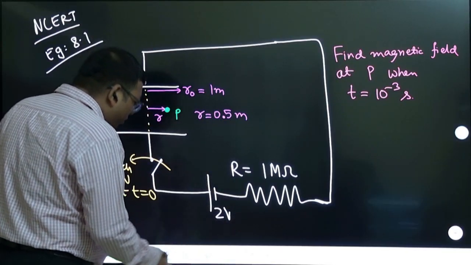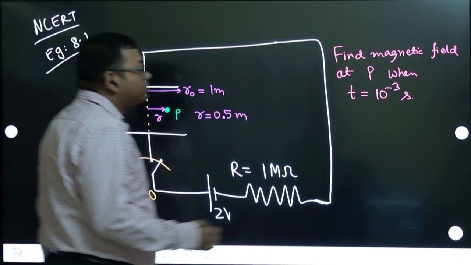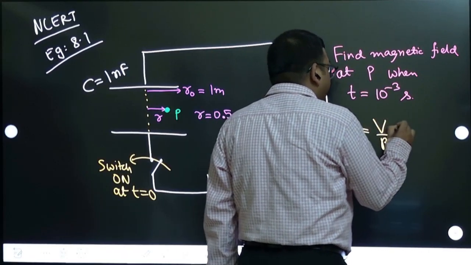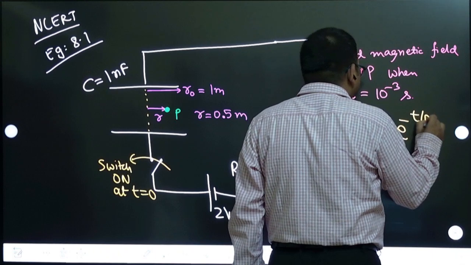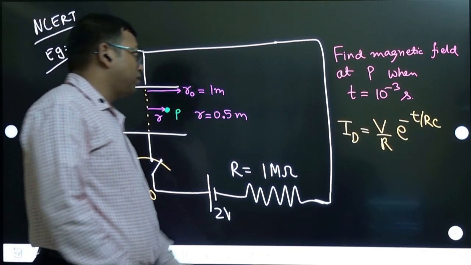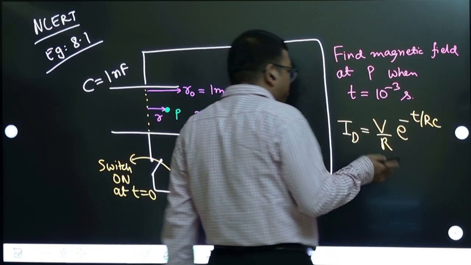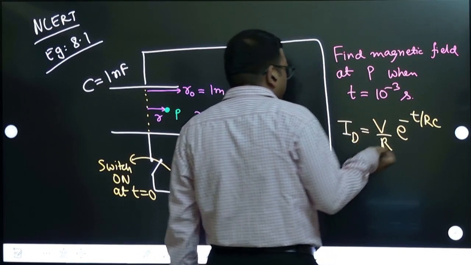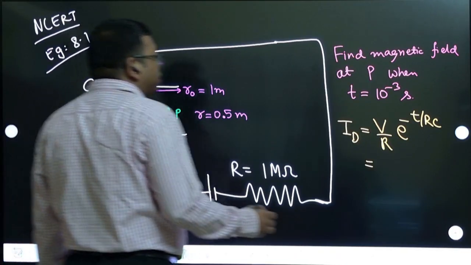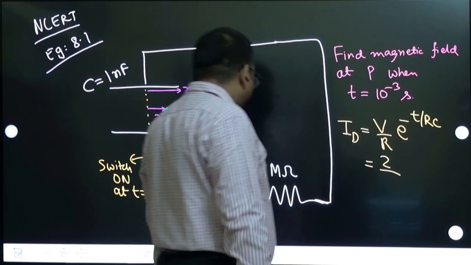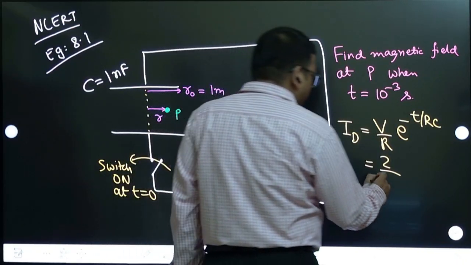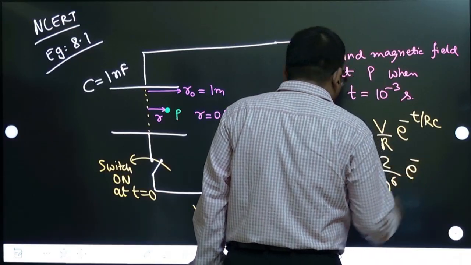Now, first of all let us calculate the displacement current. The displacement current formula we already know: V by R e to the power minus t by RC. Here we can directly substitute the time they are asking. V they have given as 2 volt, we'll substitute that. Resistance they have also given, mega means 10 to the power 6 ohm, substitute that. e to the power minus time by RC.